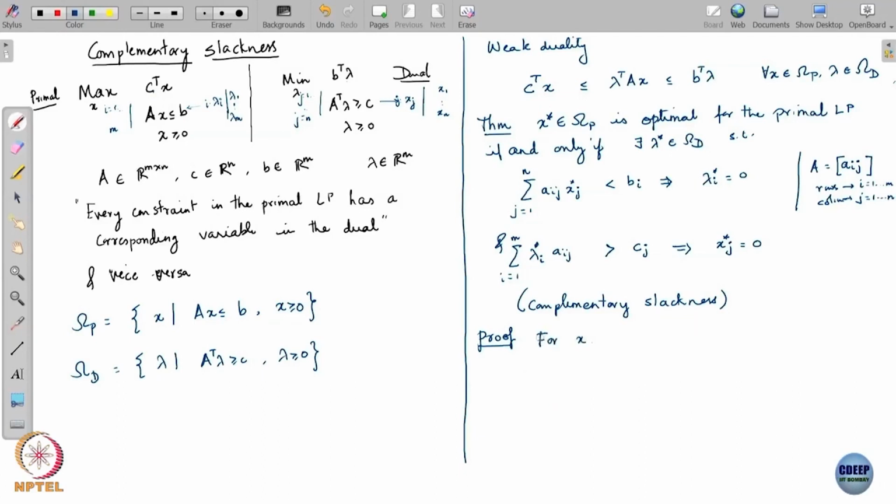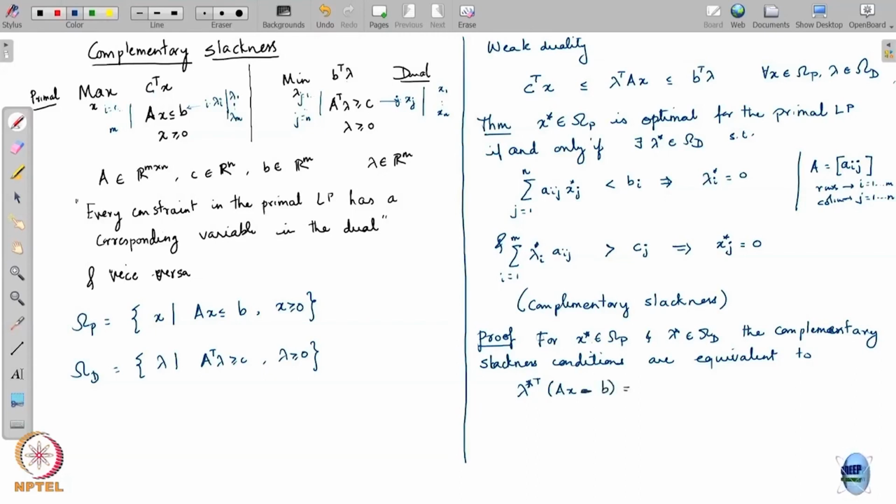So for x star in omega p and lambda star in omega d, the above conditions, the complementary slackness conditions, are equivalent to lambda star transpose (Ax minus b) equal to 0 and (A transpose lambda minus c) the whole transpose x star, sorry, lambda star here, x star equals 0.